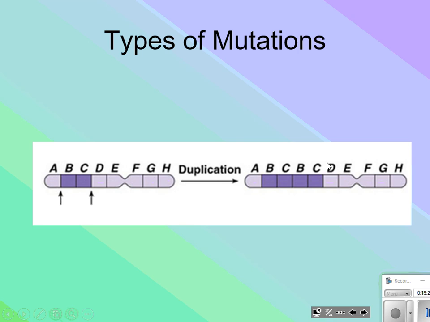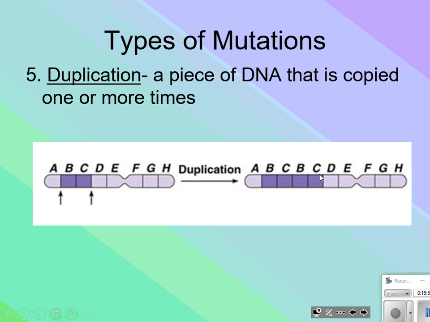Here's our last type. What's happened here? It went A, B, C, D, E, and now it goes A, B, C, B, C. So we've inserted another BC here. So basically, we've duplicated this BC, and now I have this BC twice. That is what we call a duplication. A piece of DNA that is copied 1 or more times.